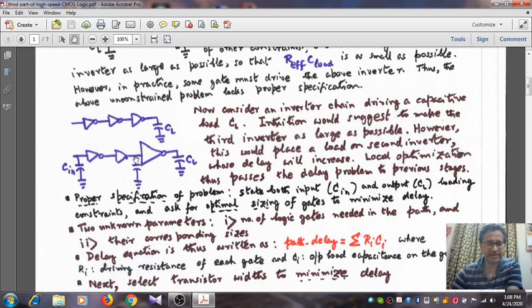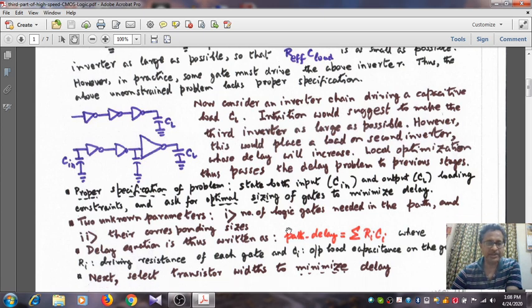Now the question arises, how many inverters will be there in the chain? And what will be their corresponding size? That we have to unambiguously find out. So the two unknown parameters are the number of logic gates, here inverters, in the path and their corresponding sizes.